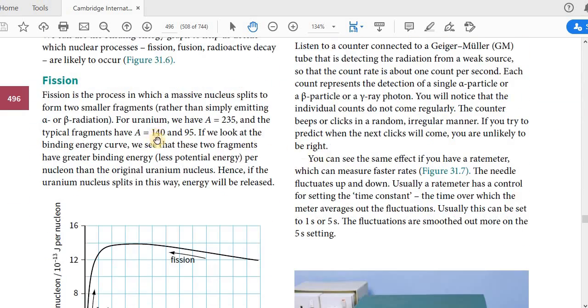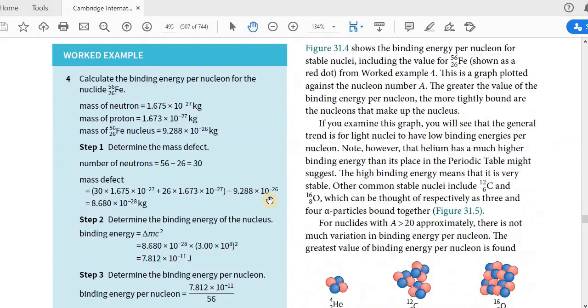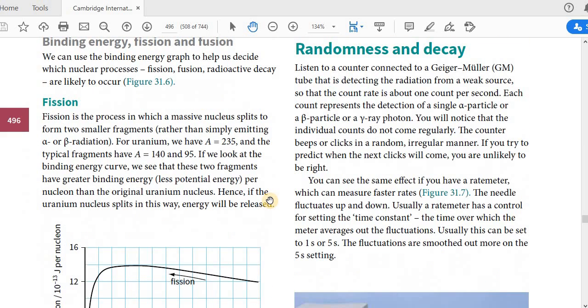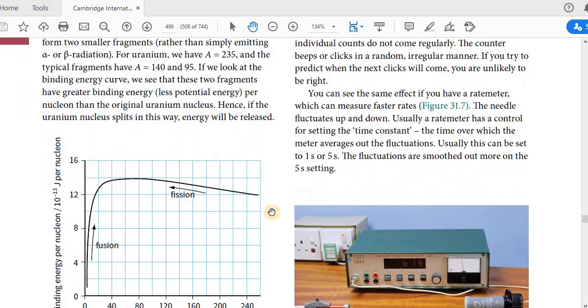But this 140 and 95, you can see it's somewhere here, right? 95 is somewhere there, then the other one is somewhere here. So they clearly have greater binding energy. Hence, if the uranium nucleus splits in this way, energy will be released. Okay, so the fragments have more binding energy. That means if the uranium nucleus splits in this way, it will release energy.